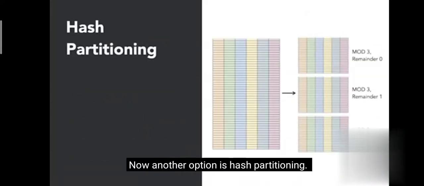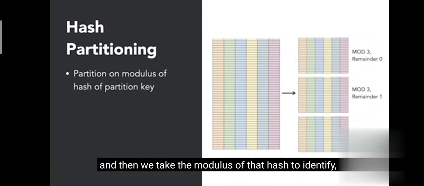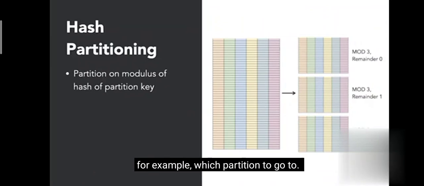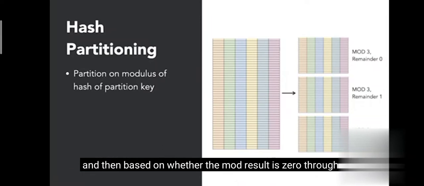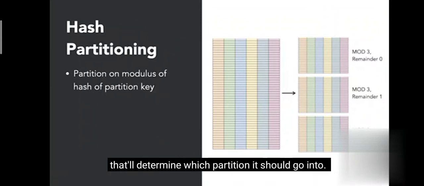Now, another option is hash partitioning. And here, we still identify a partition key, but then we apply a hash to that. And then we take the modulus of that hash to identify, for example, which partition to go to. So with hash partitioning, we might decide we want 10 or 20 or 30 partitions. And then we'll pick a partition key. That partition key will be used when it's time to determine where a particular row should go. And we'll just do the mod operator on the hash of that partition key. And then based on whether the mod result is 0 through 19, depending on where that lands, that'll determine which partition it should go into.